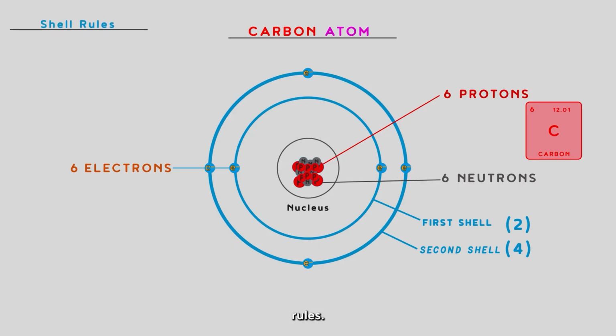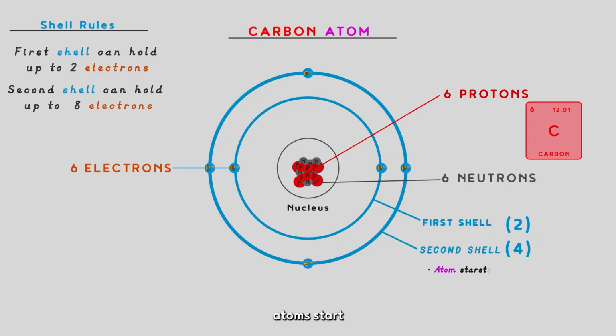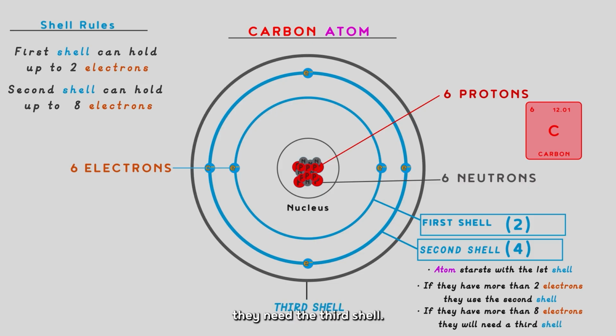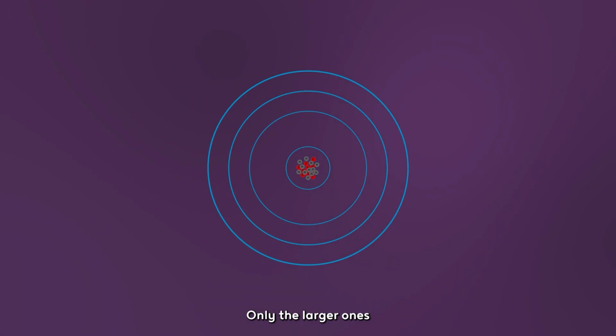Let's go over the shell rules. The first shell, closest to the nucleus, can hold up to 2 electrons. The second shell can hold up to 8 electrons. In short, atoms start with the first shell. If they have more than 2 electrons, they use the second shell. If they have more than 8 electrons, they need the third shell. Not all atoms have a third shell. Only the larger ones, like sodium, which has 2 electrons in its first shell, 8 in its second shell, and just 1 electron in its third valence shell.